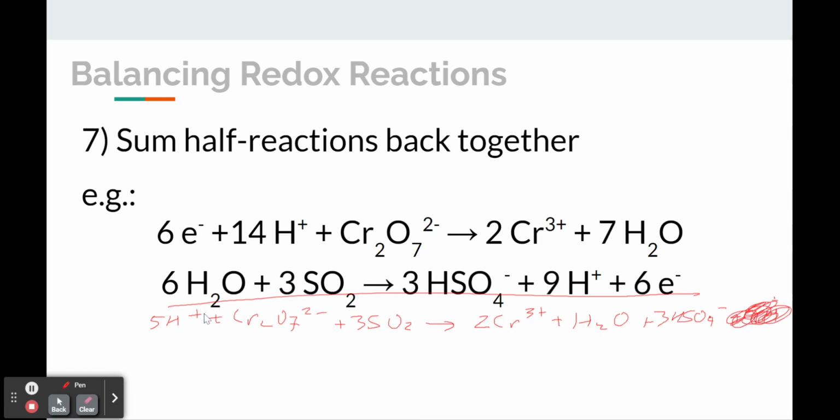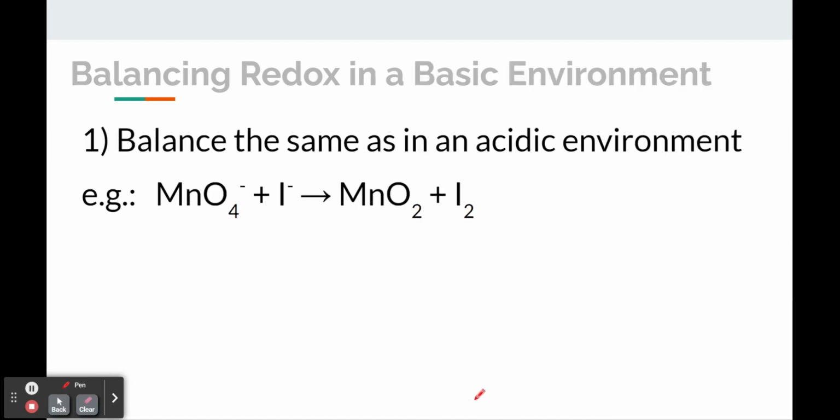Now, you'll notice that there's some extra hydrogen ions floating around in here. That means this reaction can only occur in an acidic environment, in a place where there are free protons floating around in the solution. Redox reactions don't always happen in an acidic environment, and so we need to deal with that as well. So here's how we deal with balancing a redox reaction in a basic environment. In other words, in an environment where there is a predominance of OH- ions, that's what bases usually are, rather than extra H+.